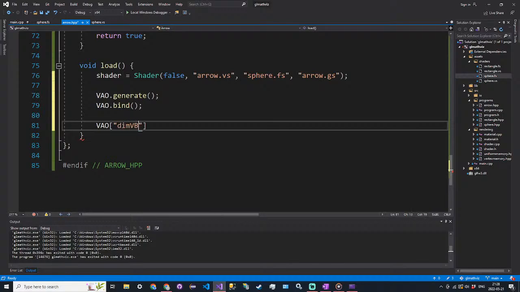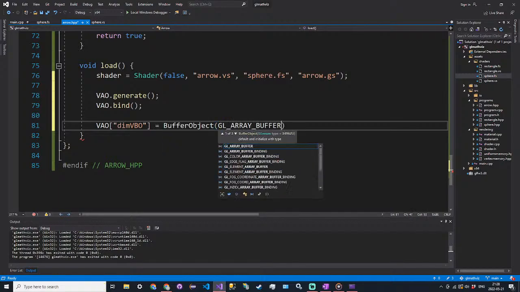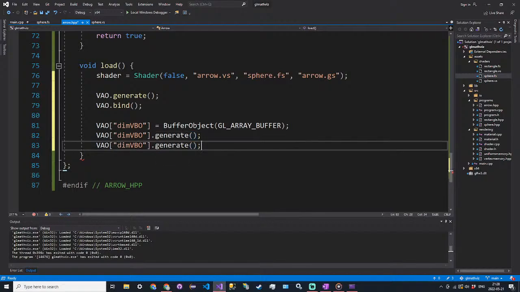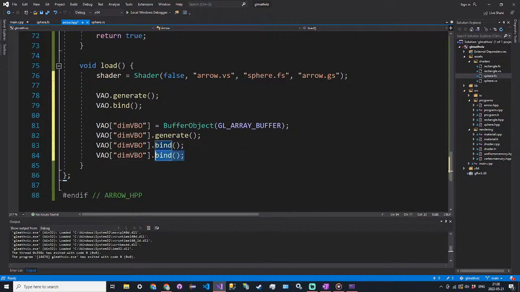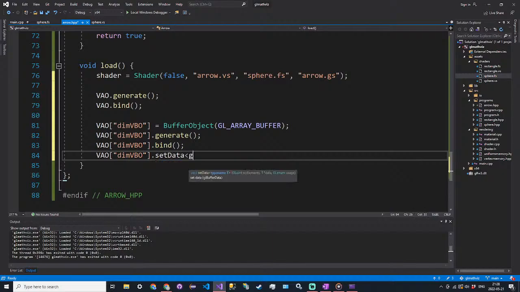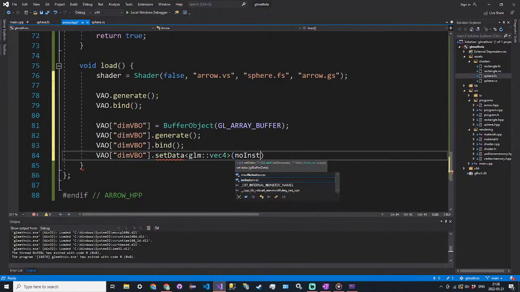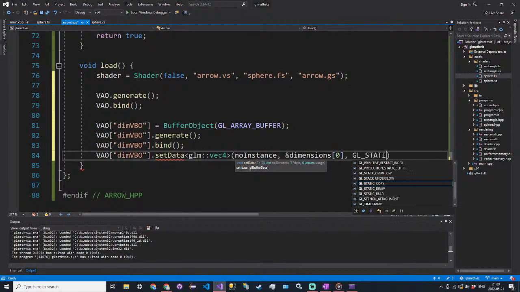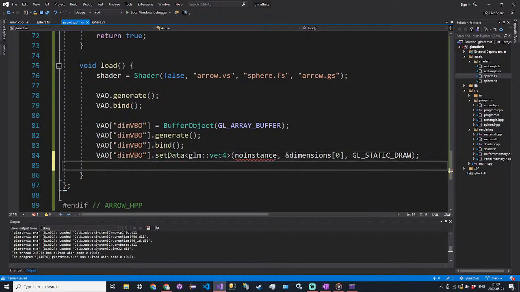So VAO at dim VBO is equal to a buffer object, GL array buffer, and then we're going to say VAO at dim VBO dot generate dot bind, and then dot set data. We're going to pass in the data, and that's a bunch of GLM vec4s, and its number is going to be number of instances. The data is going to be a reference to dimensions at 0, and it's going to be GL static draw. And then just set an attribute pointer.